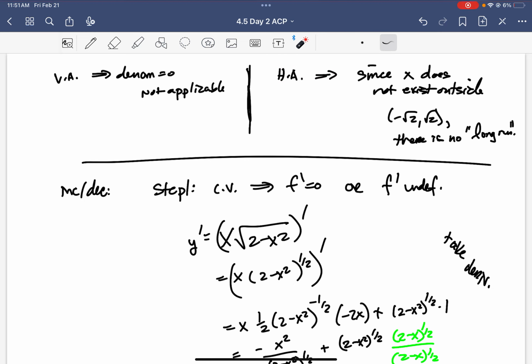Then horizontal asymptote, we're worried about as x goes to infinity. Well, since x does not exist outside this, there is no long run. So you can't talk about a horizontal asymptote because it talks about end behavior. So there is no end behavior because there is no end.